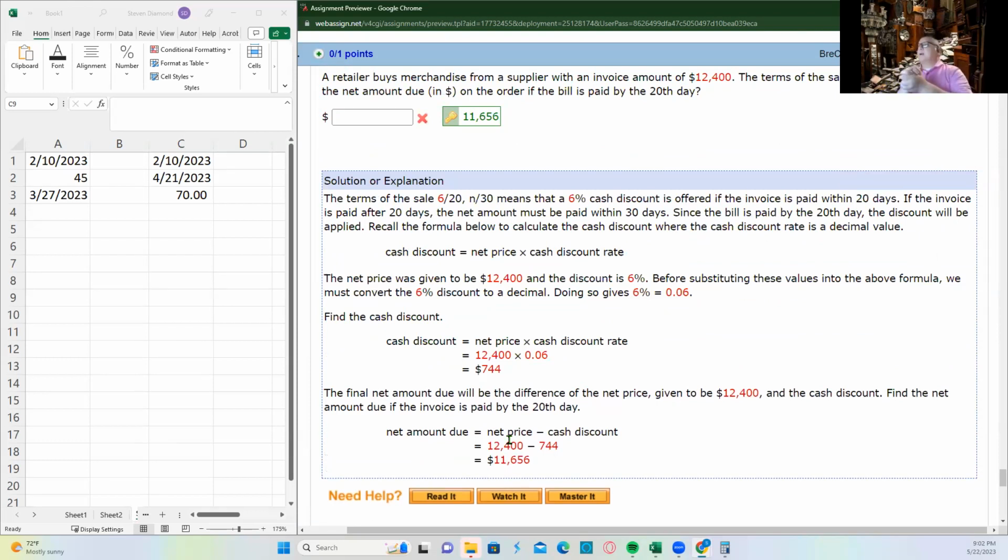Okay, let's look at this here. A retailer buys merchandise from a supplier with an invoice amount of $12,400. The terms of the sale are 6% within 20 days, net 30. What is the amount due if the bill is paid by the 20th day? So you get to take the discount by the 20th day, right? So you take that 12,400 times the 6%. That's going to give you your discount, $744 off of your original price. That one's pretty straightforward.